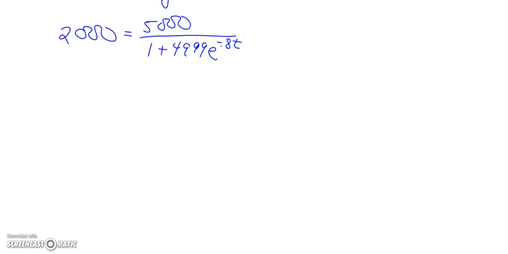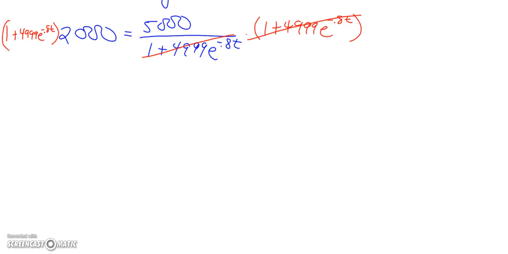They want us to solve for t. Well, right off the bat, I see t's in the denominator, so I don't want it there. I need to get t out of the denominator, so I'm going to multiply by 1 plus 4,999 e to the negative 0.8t. I'm going to do that to both sides. That needs parentheses because we're about to do the distributive property. So here, I can cancel out. And I'm going to have 2,000, because I just did the distributive property.